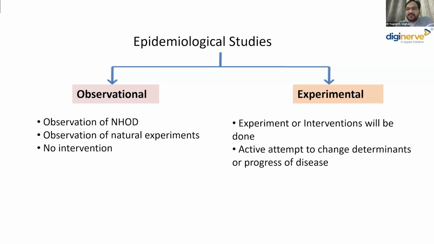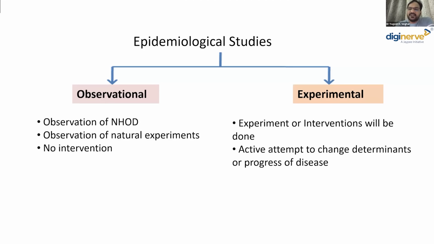So there are two types of epidemiological studies. Number one is observational, and number two is experimental. What is happening: if you see some people fighting on the road, what will you do? You will either observe like other people, or some people might intervene in the fight.